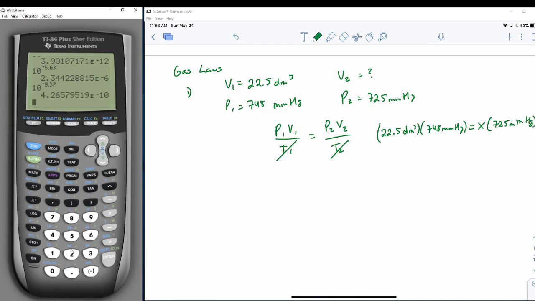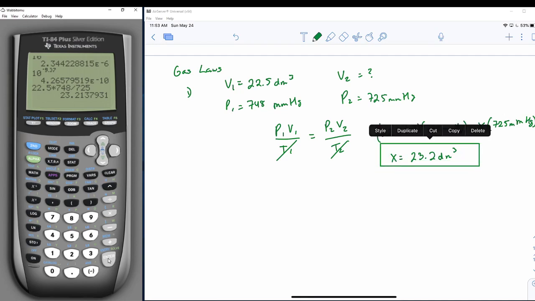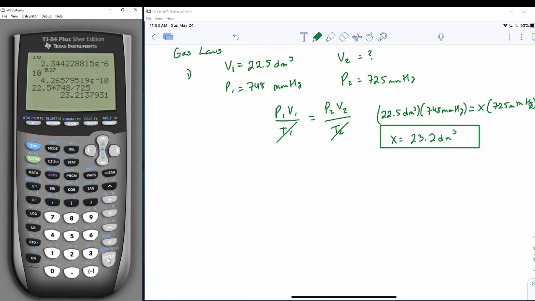Okay. Divided by 725. And you get X is equal to 23.2 decimeters cubed. Okay, does that answer make sense? Yes, it does, because your pressure went slightly down, so your volume should go slightly up. And so that's consistent with our concepts.